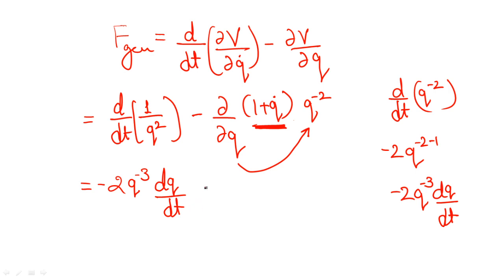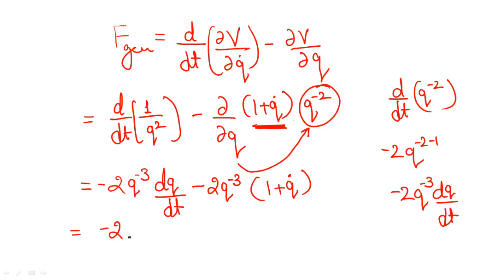Now next, if you are going to differentiate this with respect to q, what will you get? You will again get minus 2 q to the power minus 3, and you will just have to multiply it with 1 plus q dot. Let's simplify it to get the final expression: 2 q to the power minus 3 q dot, minus 2 q to the power minus 3, clear?